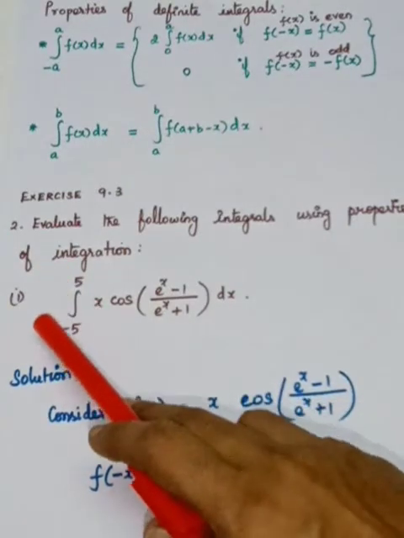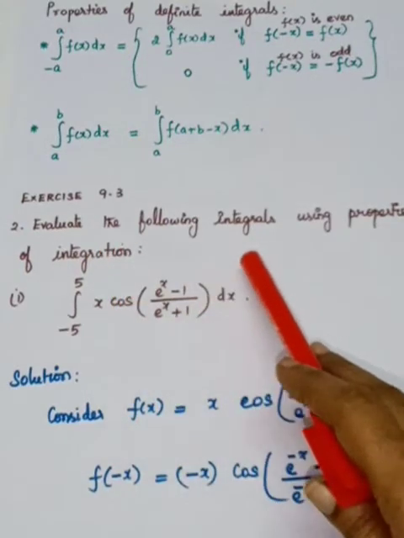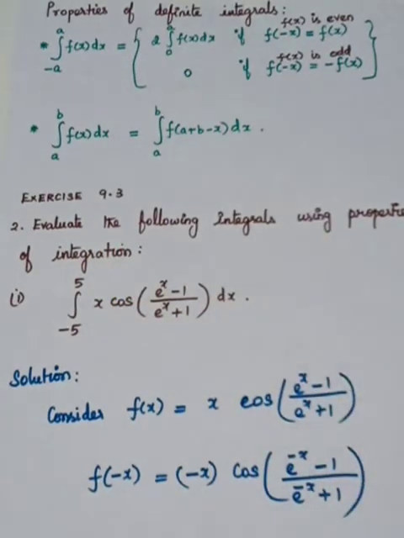Okay, so using this property, we are going to do exercise 9.3, second problem, first subdivision. You see the second problem: evaluate the following integrals using properties of integration. Now we can use the second fundamental theorem, or what we already learnt in 11th standard, but here they have mentioned using the properties of integration. There are 12 properties, so we have to use whichever one is suitable for the problem. Okay, so here you take the first subdivision.